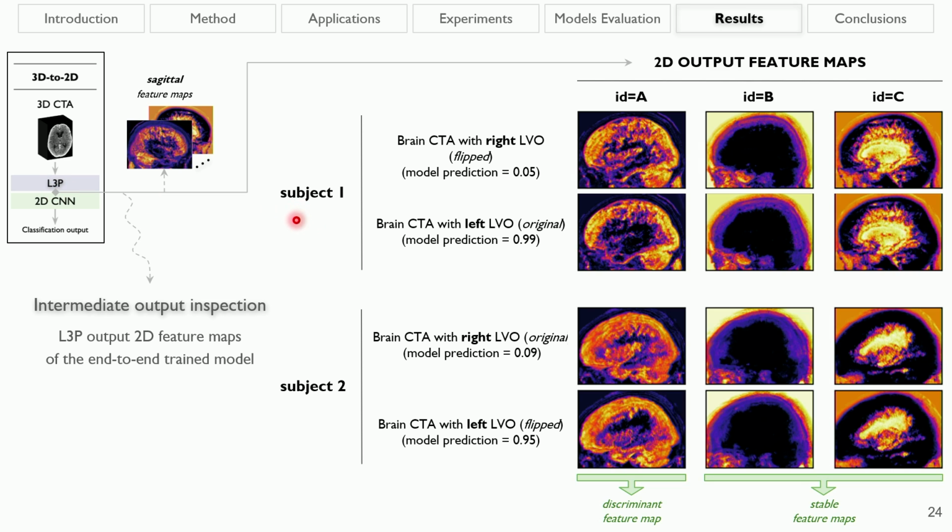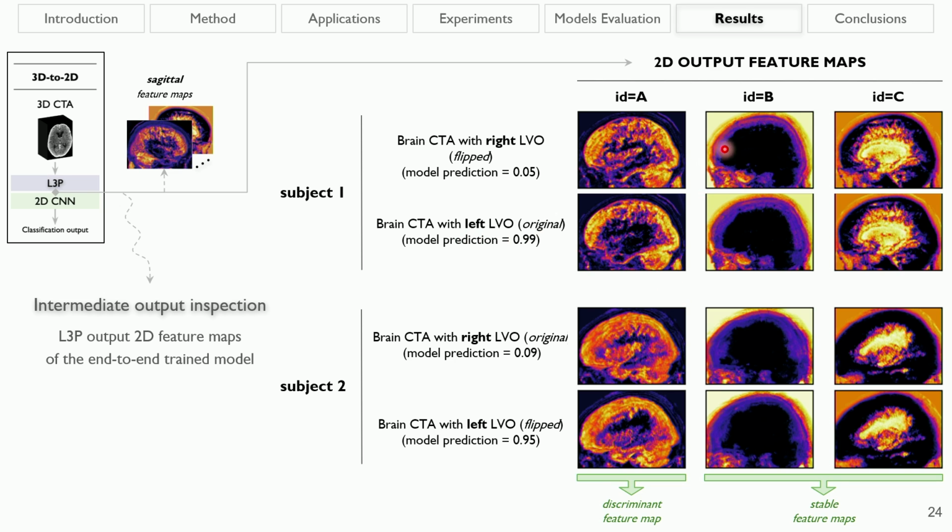So for this, for each subject, we obtained this L3P output, the 2D sagittal feature maps, for the original brain CTA and also for the flipped version of the CTA. So for each subject, we had a CTA with an LVO on the right hemisphere and a CTA with an LVO on the left hemisphere. This way we could compare the feature maps more robustly.